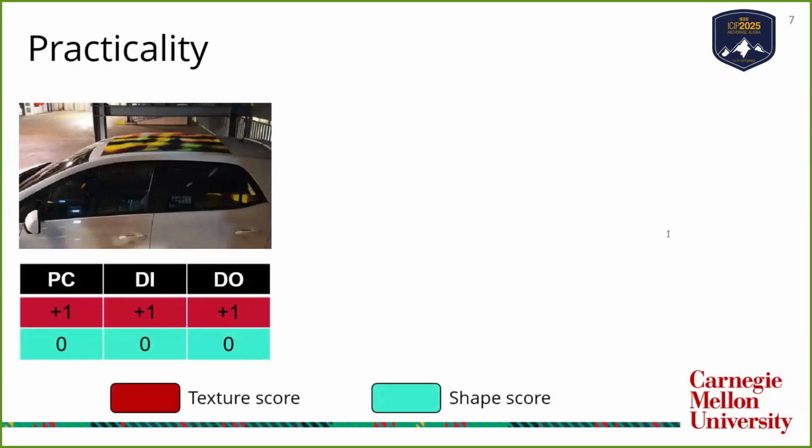First, we consider a rooftop sticker from Du et al. It's inexpensive and easy to apply, so it scores +1 for both cost and installation. Since it doesn't affect shape or operation, it gets +1 for operation and zeros for shape.